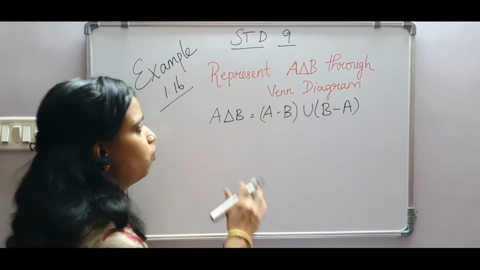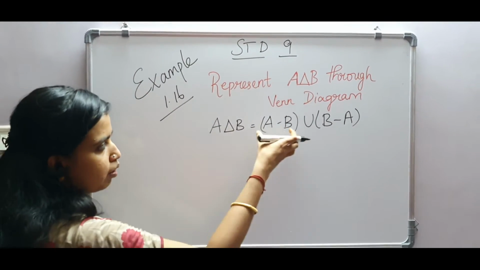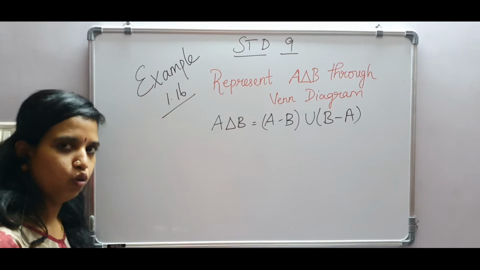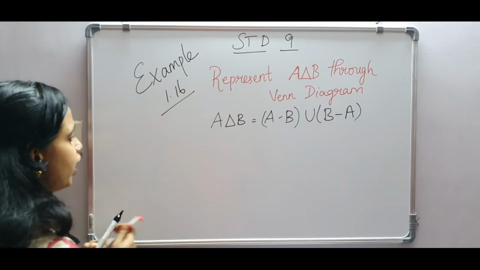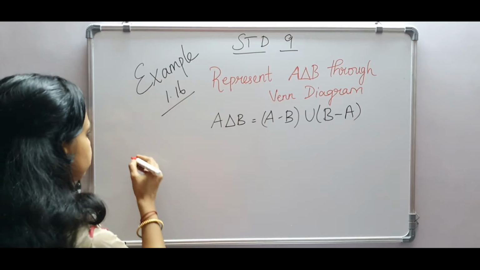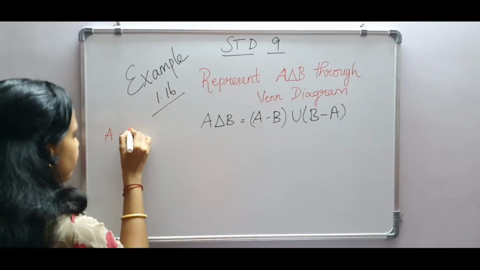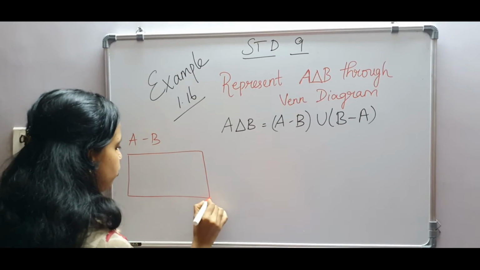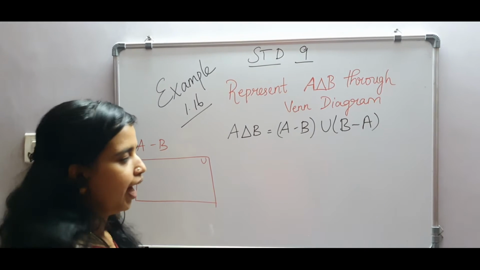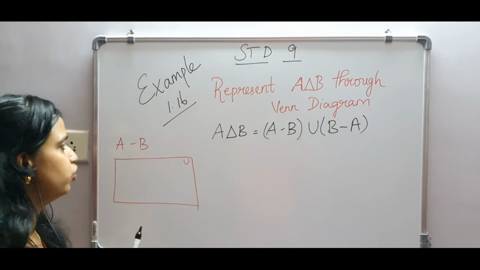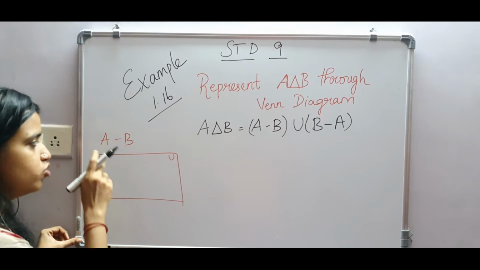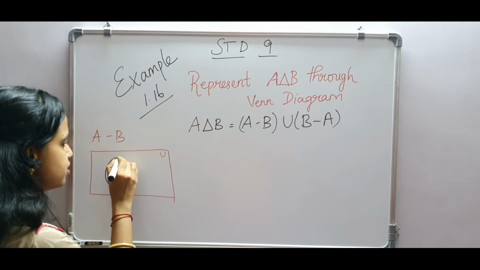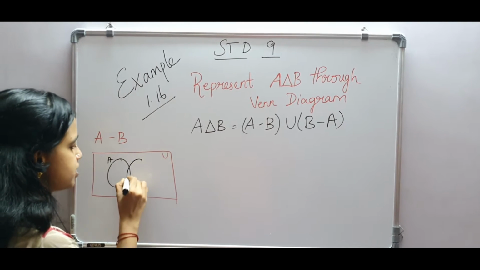Now let's see first how you can represent A minus B in a Venn diagram. First, for a Venn diagram we have to draw a universal set. So we are going to draw one universal set, and first we are going to find A minus B. Then in the universal set we are going to draw the two sets A and B. Generally we represent these sets in circle form. So A is this and B is this.